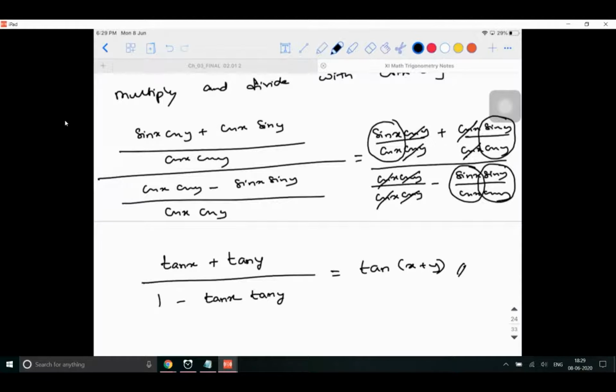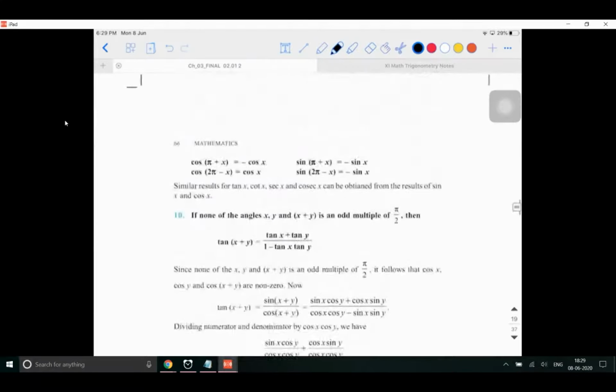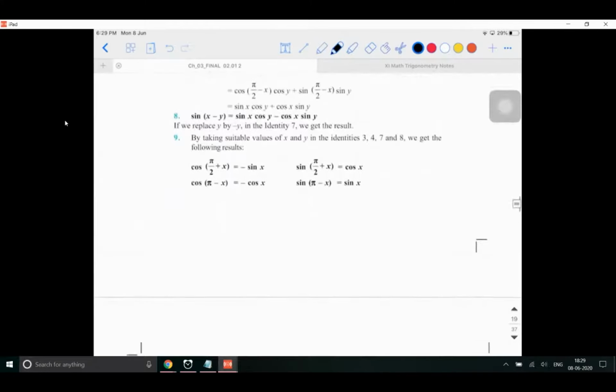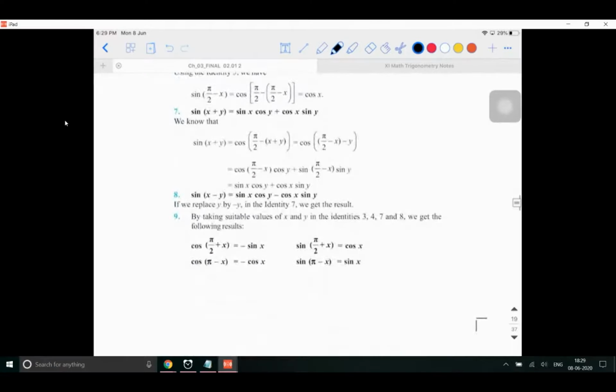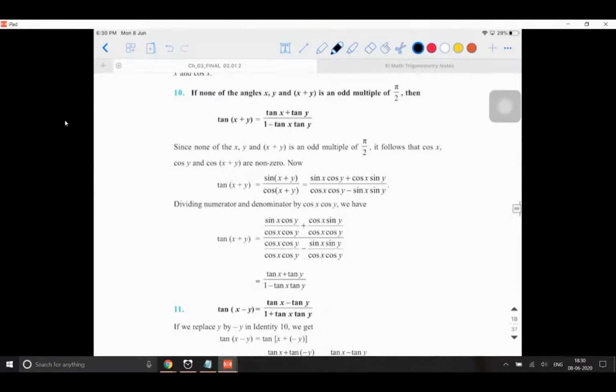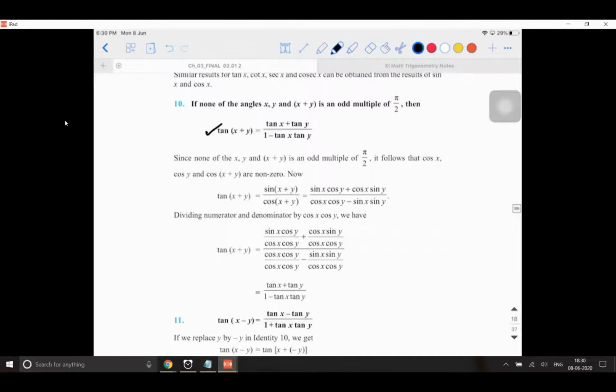Okay? So I'll show you the formula which is there in the textbook also. They would have given it scattered, with many other formulae. Now I'm trying to consolidate everything and give it to you. So this is the formula. Tan of x plus y is equal to tan x plus tan y by 1 minus tan x tan y. So this is the derivation that is shown here. Okay, that's what I've written there. You can make a note of it.